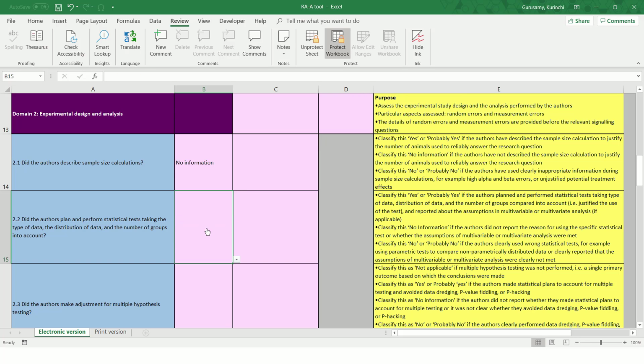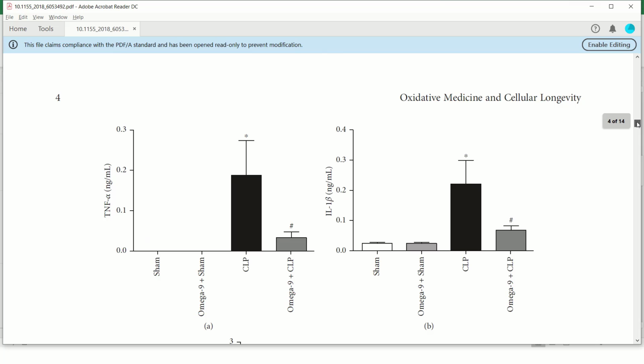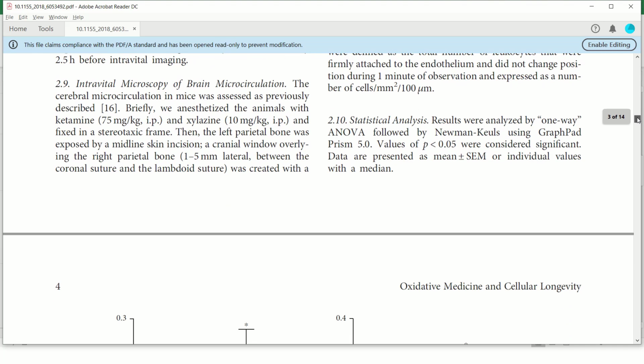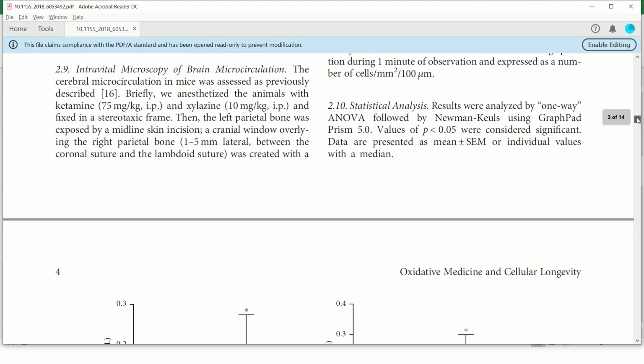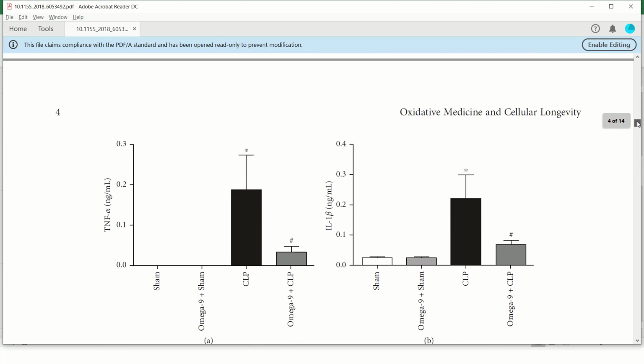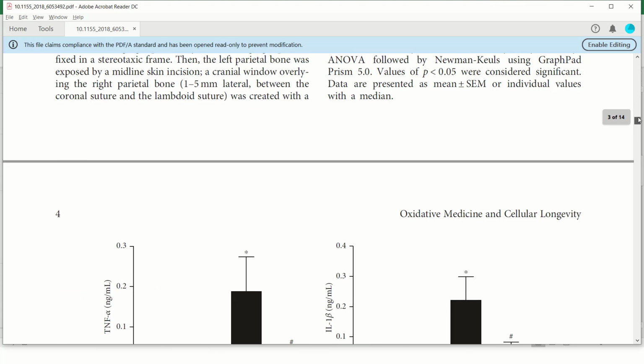Did the authors plan and perform statistical tests taking the type of data, the distribution of data, and the number of groups into account? Now, for this you'd have to read a full statistical textbook to understand. But they have used one-way ANOVA, but sometimes they have presented mean, and other times they have presented median. Now that means they have taken the parametric and non-parametric things into account, and that's probably why they have done that.